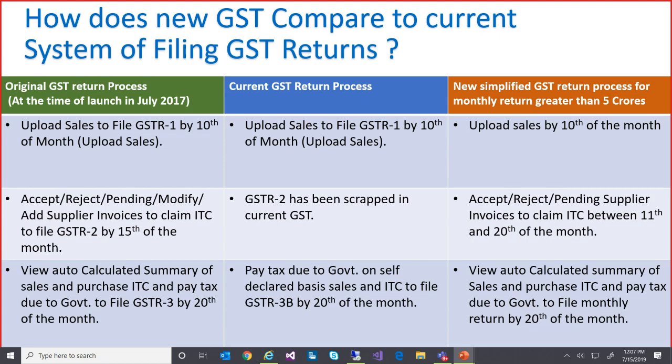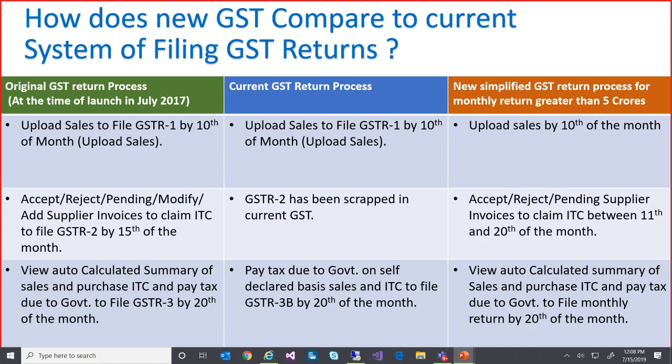Then accepting, rejecting, pending, modifying all invoices, ITC can be claimed by the 15th of the particular next month. By the 15th of the month, you can file the GSTR-2. Currently the GSTR-2 process has been scrapped and the government is asking for the 3B return only. Going forward, you have to do it by the 20th of the next month. You have to accept, reject, or keep pending invoices by the 20th of the month. This is another change.